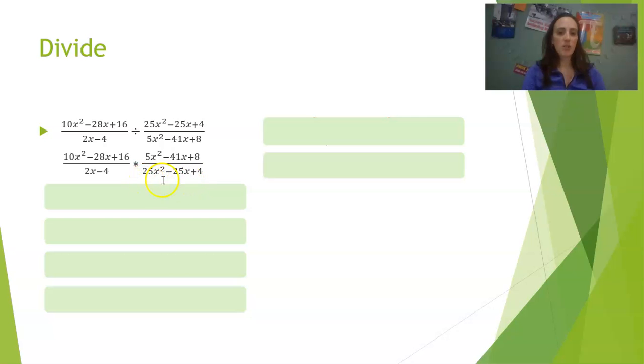I'm going to take my a term and my c term, multiply those together to give me 100. I'm going to now think of two numbers that multiply to equal 100, but when I add them together, it gives me negative 25. So I can think of the numbers negative 20 and negative 5.